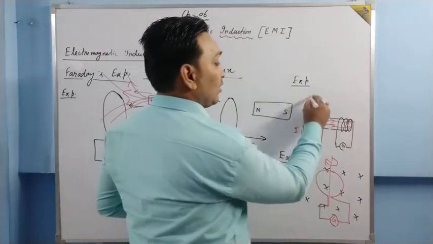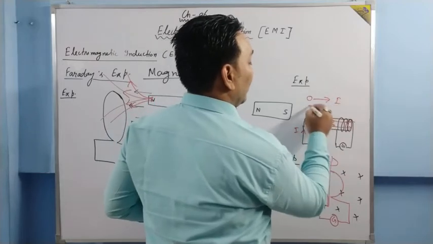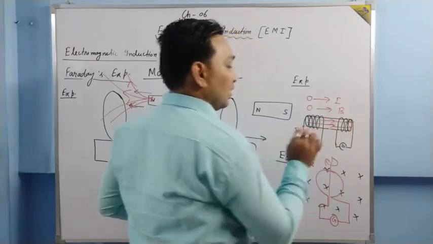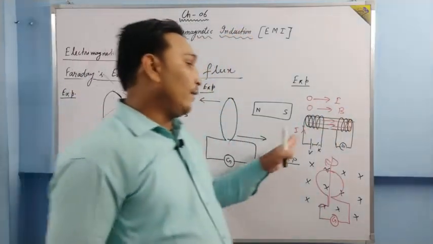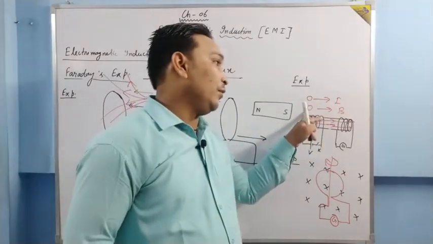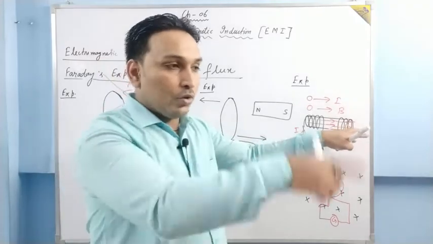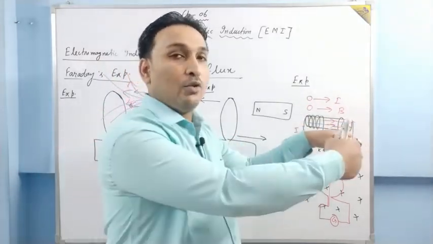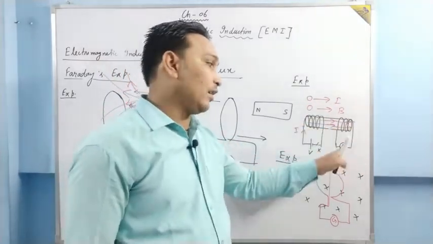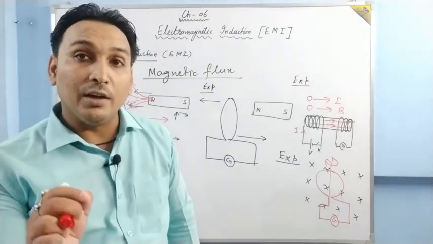Suppose the current is becoming from 0 to I, then the magnetic field is also from 0 to B, some value of magnetic field B. When current becomes 0 to I, magnetic field becomes 0 to B. Here the magnetic field changes. The loop encloses an area, the magnetic field through it changes, and because of that, the galvanometer shows a momentary deflection, not a permanent deflection.